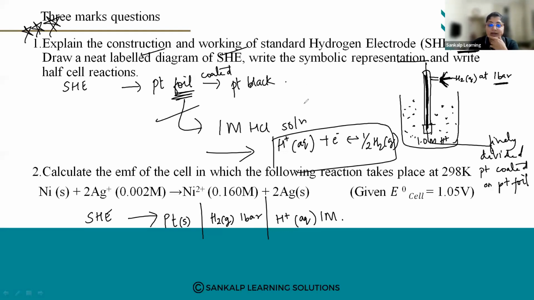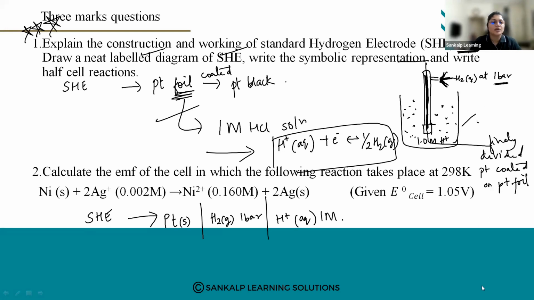So this is for 3 marks. For the construction and diagram, 1 mark. For the representation, that is symbolic representation, 1 mark. And for the cell reaction, 1 mark. Like this. So the marks are distributed evenly. If you do not draw the diagram, your 1 mark will be deducted. If you do not write the cell representation, your 1 mark will be deducted.